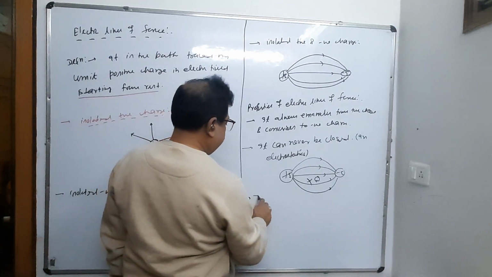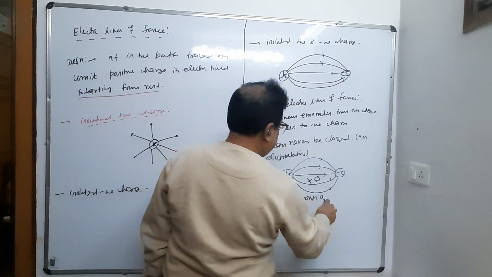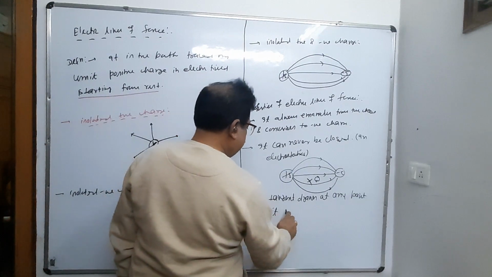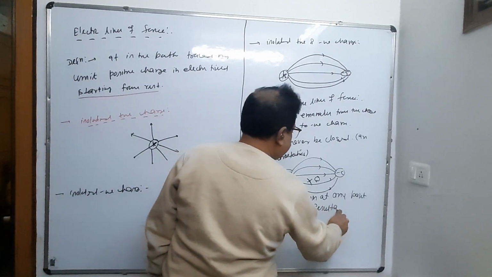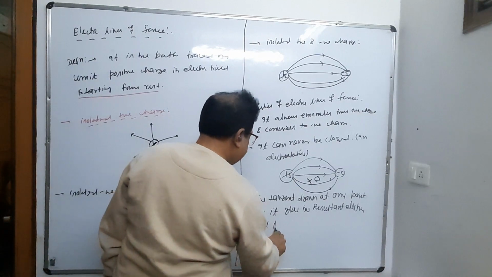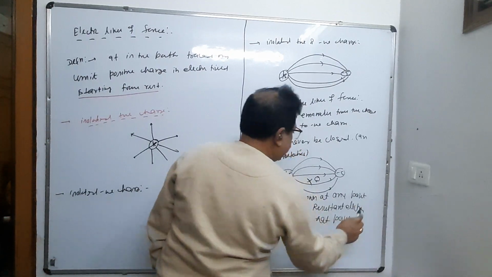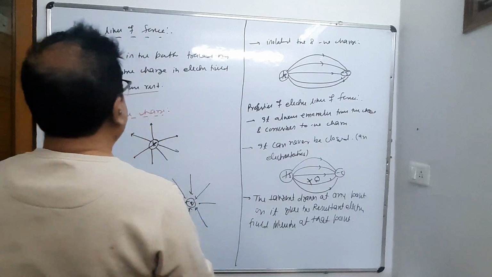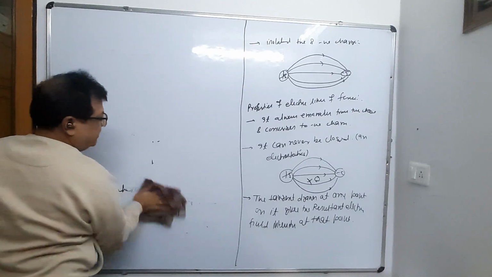Then the tangent drawn at any point on it gives the resultant electric field intensity at that point. So it gives you not just electric field intensity, it gives you the resultant electric field intensity at that point.